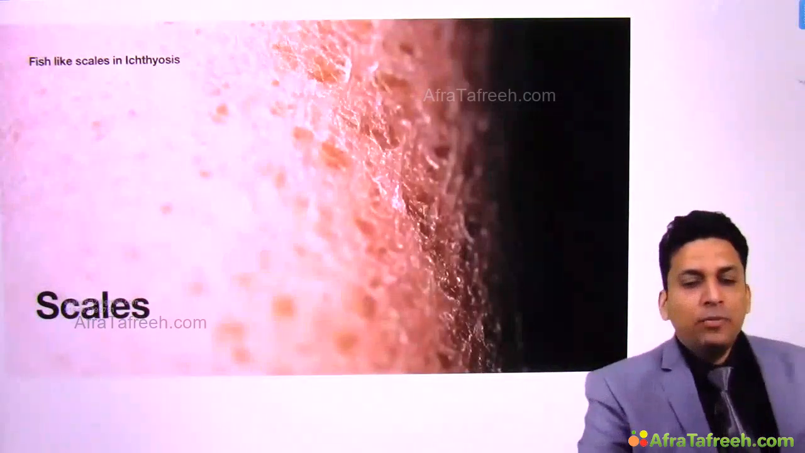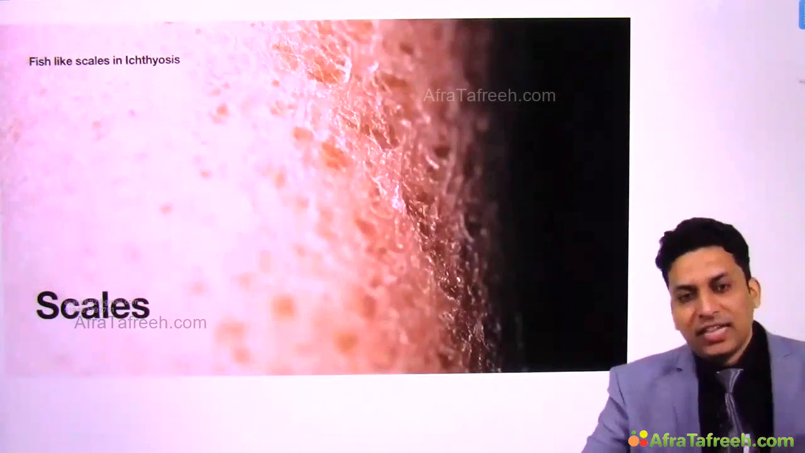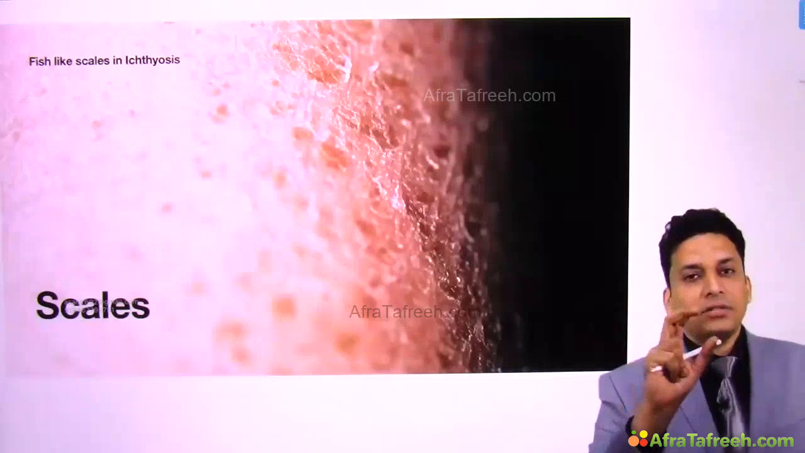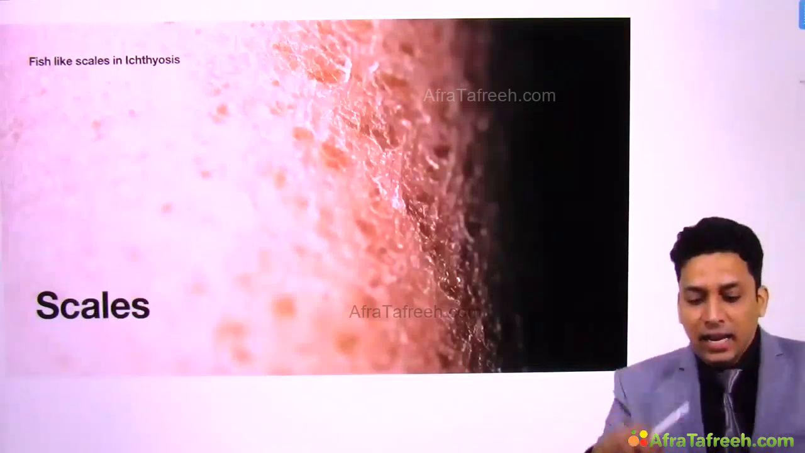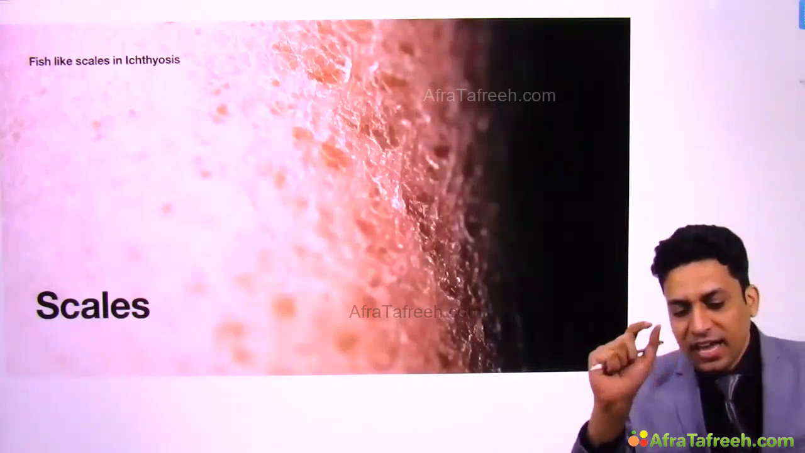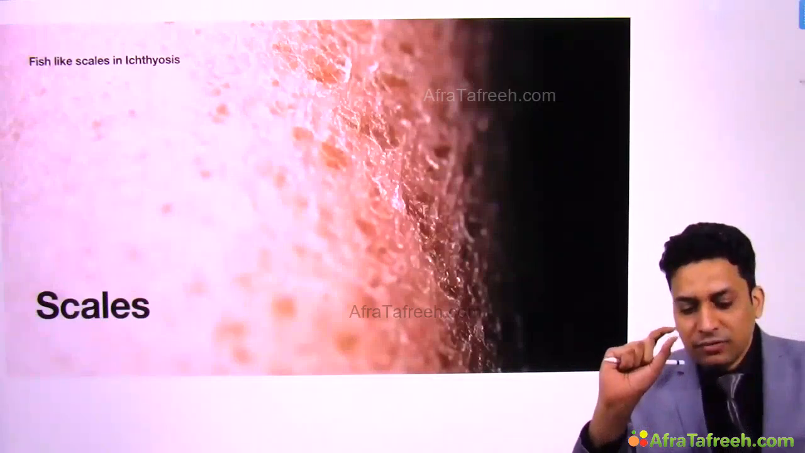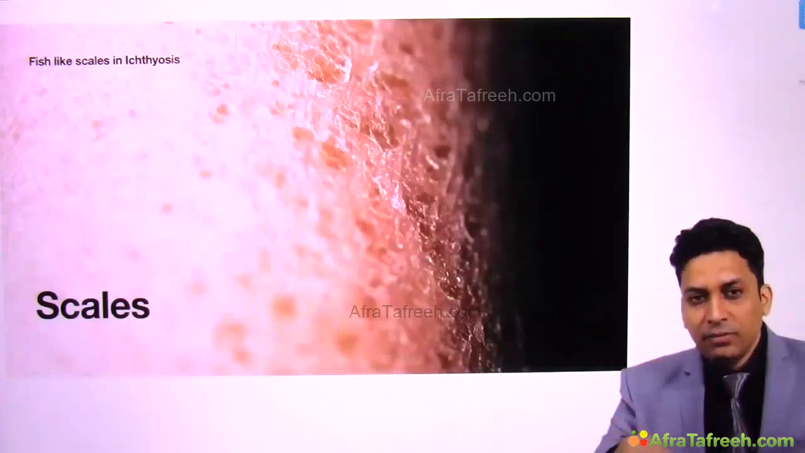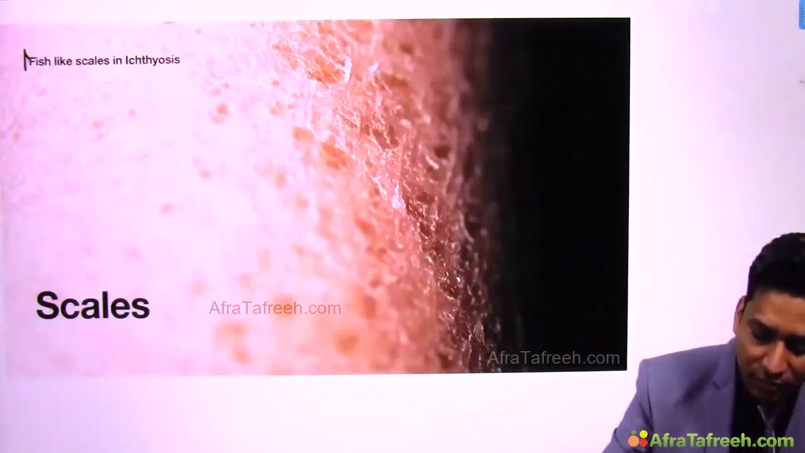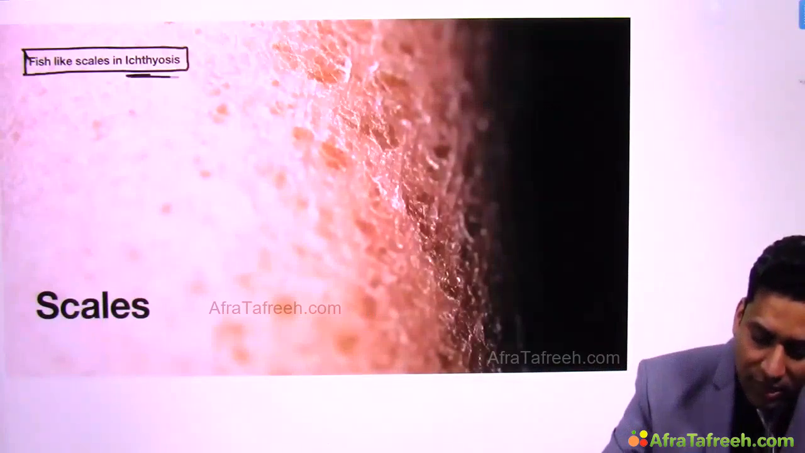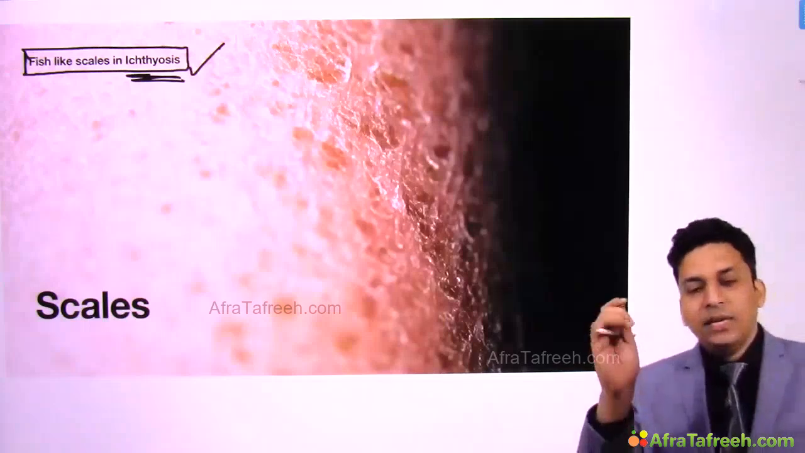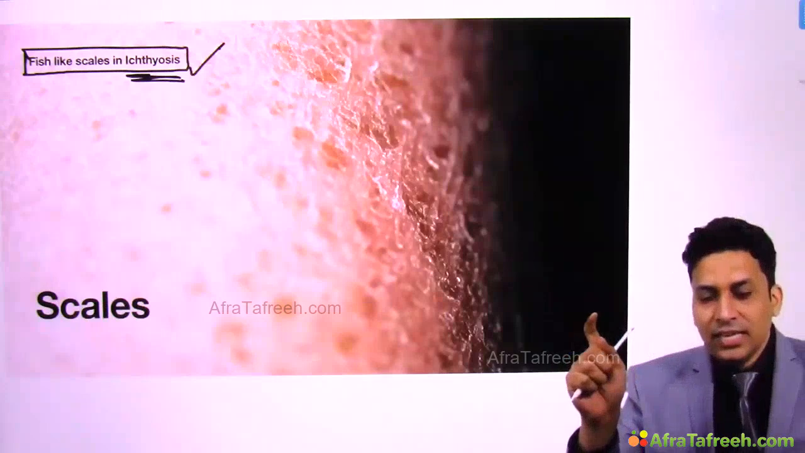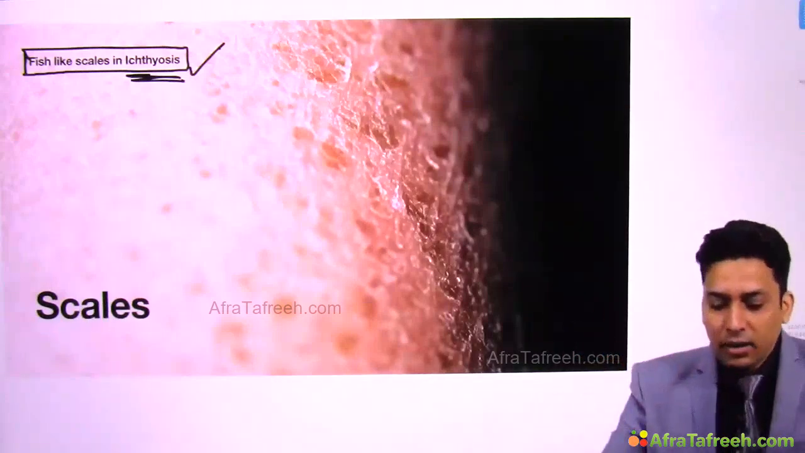Then you might find various types of scales, and depending on the type of scale you can identify the condition. So this also helps in making the diagnosis. Like here in this patient, the skin is very dry, and over this dry skin these fish-like scales are seen, like the surface of a fish. These fish-like scales are a feature of ichthyosis. So if you find fish-like scales, you can easily comment that this is probably a patient suffering from ichthyosis.